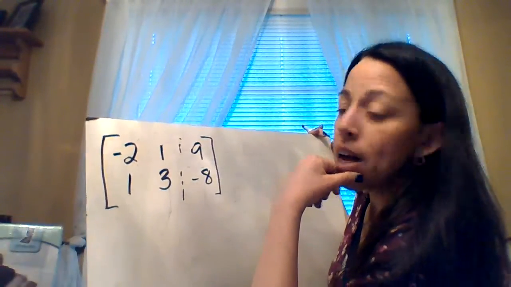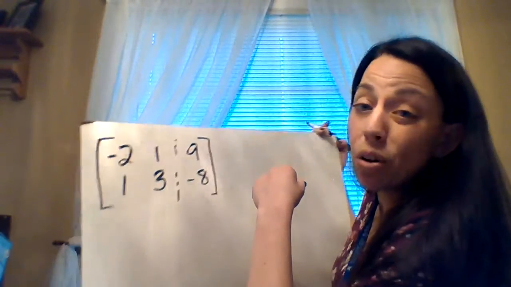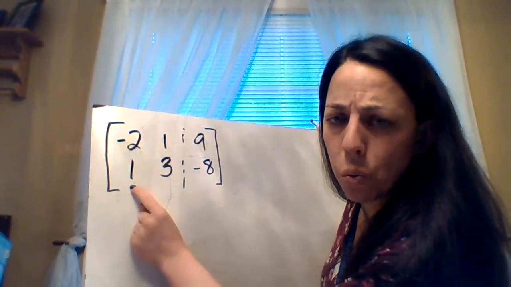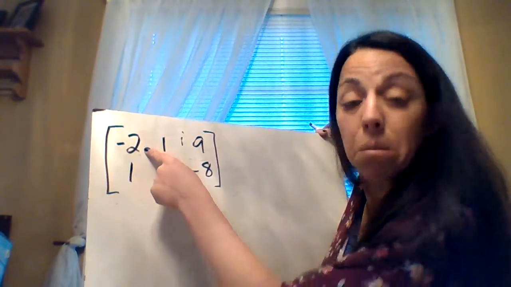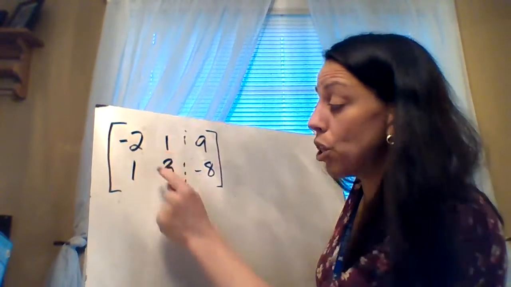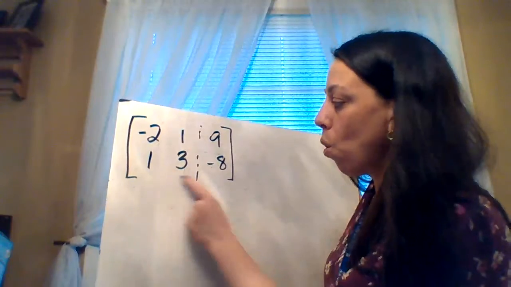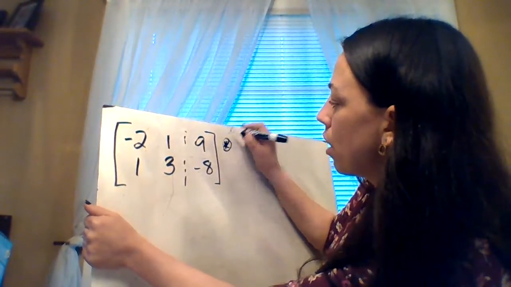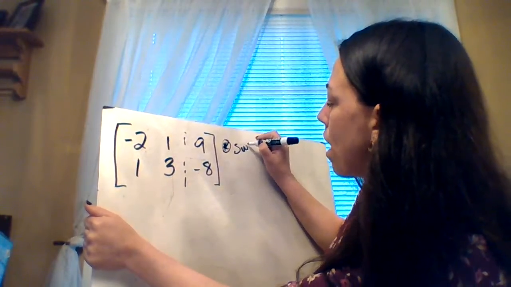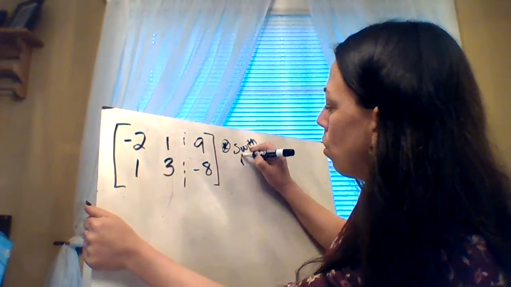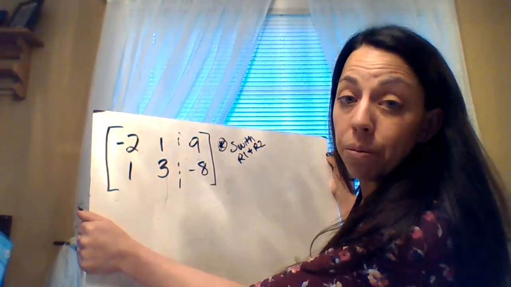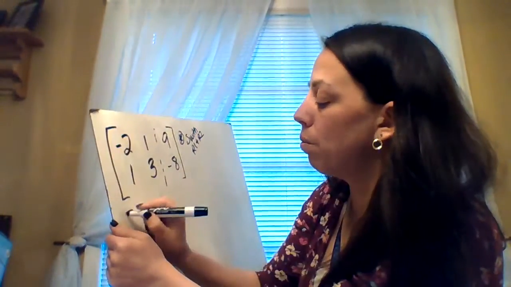Okay. Next, I could switch some rows. Wait a minute. Do you think you want this 1 up here? That would be a good option. And so I could take this whole thing and put this whole row up top. So for this first example, that's what I'm going to suggest. So I'm going to write my things here. Switch row 1 and row 2. So that's actually what I'm going to do.